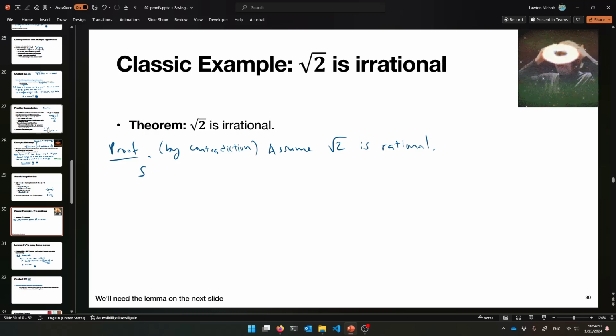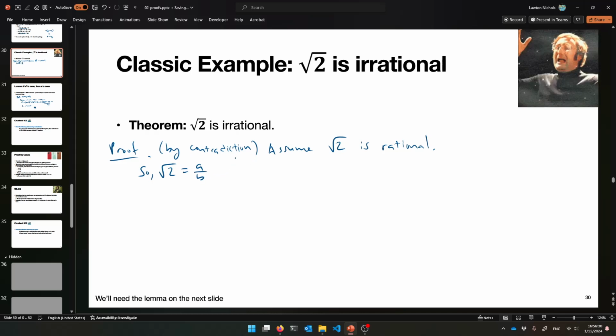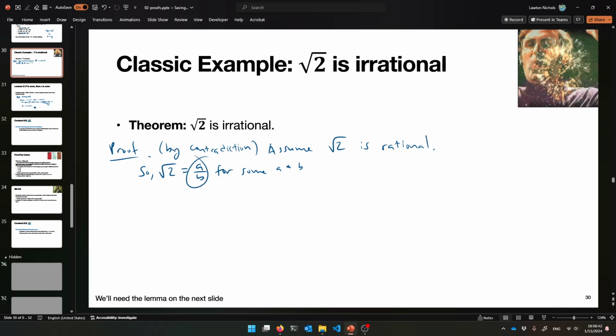All right, what do we know? If we're assuming that it's rational, that means square root of 2 is equal to a over b for two integers a and b, right? Where b is not 0, all that fun stuff. For some a and b that are integers. And we can also impose some side conditions, because this is just a fraction. Let's just assume that we've reduced the fraction. That's totally fine to do.